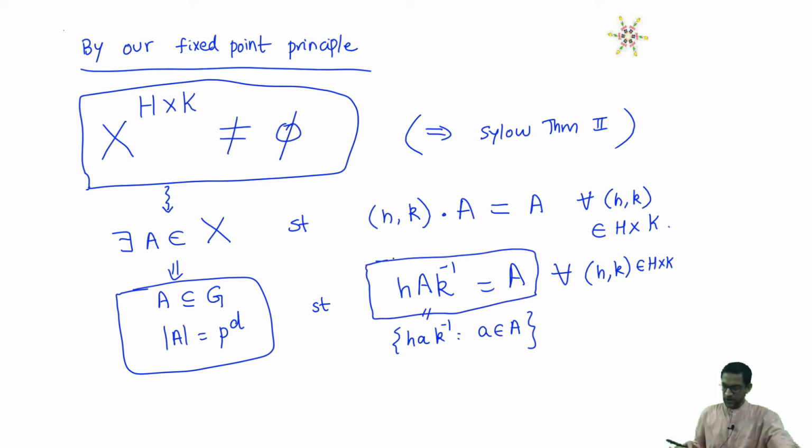Now let's do the following. Let me pick any element of A. Let me skip to the next page and rewrite that equation again. H A K inverse gives me back A for all pairs (h, k) in H cross K. Okay, now let's put K to be the identity element.